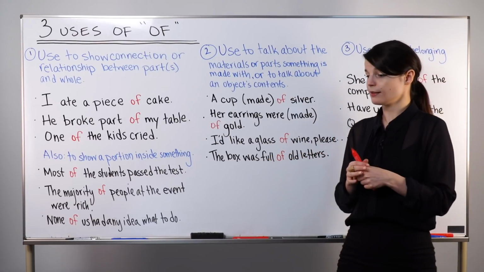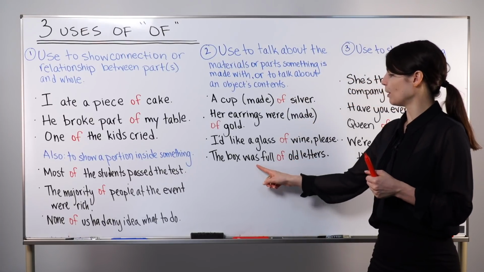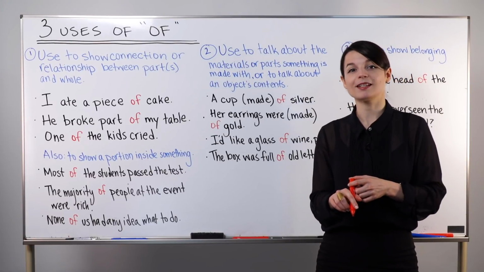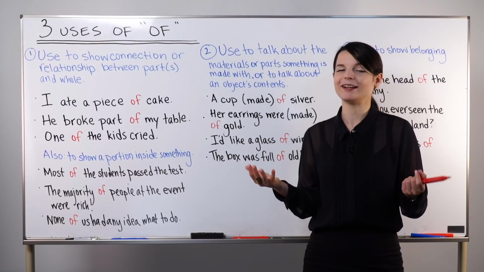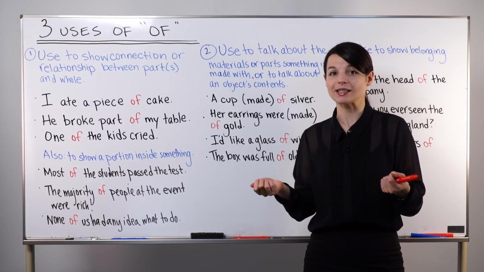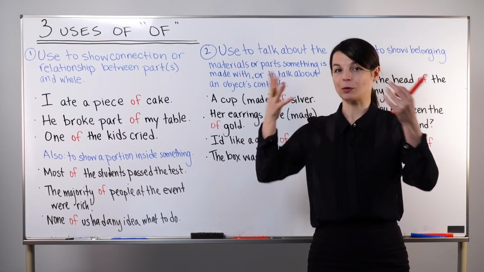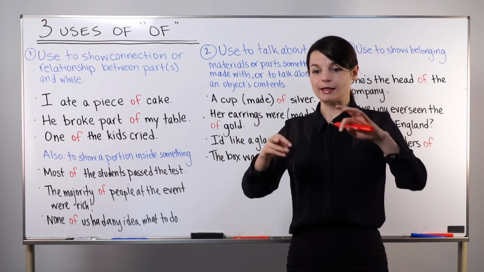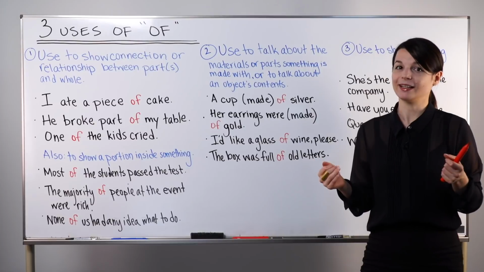So you may see that empty is used in a pattern like this, for example, the box was empty of money. Empty of money. So this may seem a little bit strange. Why would you say that? But it means there was no money inside the box. Empty means there's nothing inside. So the box was full of means it's 100% things inside something. Empty means nothing, 0%. So the box was empty of money is correct.